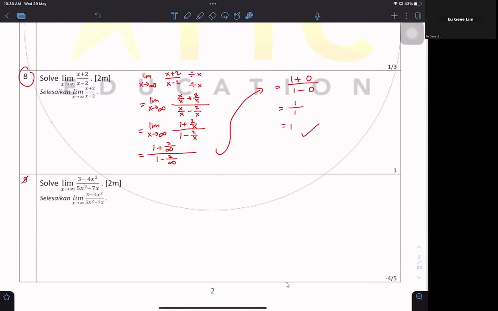Understand? So you remember, any number over infinity is 0. 3 over infinity is also 0. 100 over infinity is also 0. Any number over infinity is 0. That's how you do limit infinity.